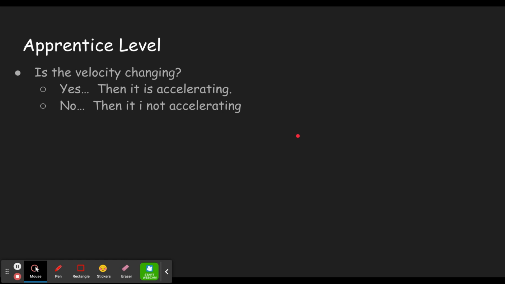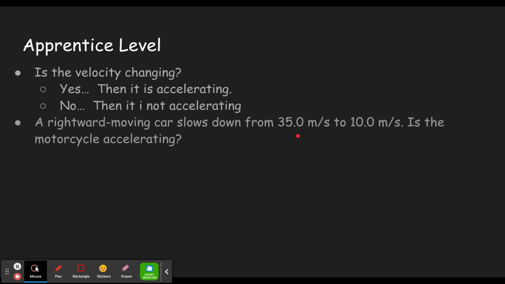Remember, there are 3 types of problems you'll see. You'll see word problems where it says things like a rightward moving car slows down from 35 meters per second to 10 meters per second. Is it accelerating? Well, did the velocity change? Yes, it was 35 and then 10. So yes, it is accelerating. If the rightward moving car was going 35 meters per second and then it was still going 35 meters per second, that would not be changing its velocity and therefore would not be accelerating.